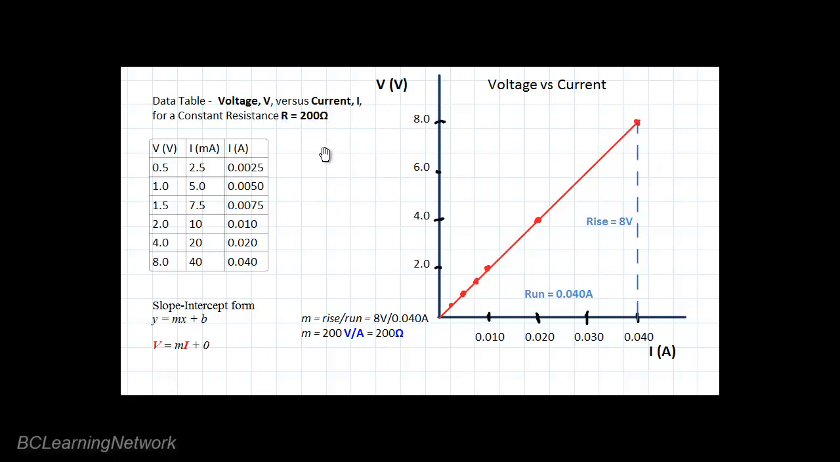So if I write my equation in full, I get the following. I get V is 200 ohms times I, or V is equal to RI, or finally, if we just rearrange it, V is equal to IR, Ohm's law, where R is the constant of proportionality known as the resistance.